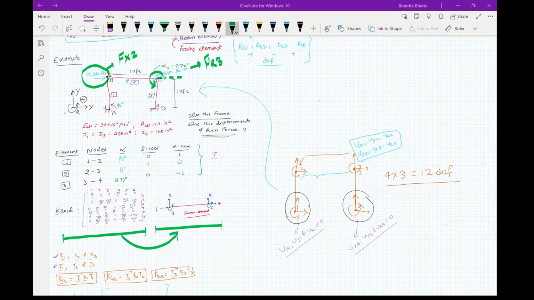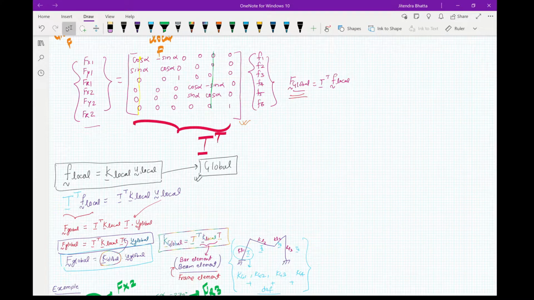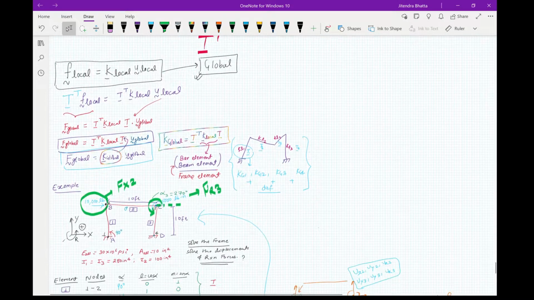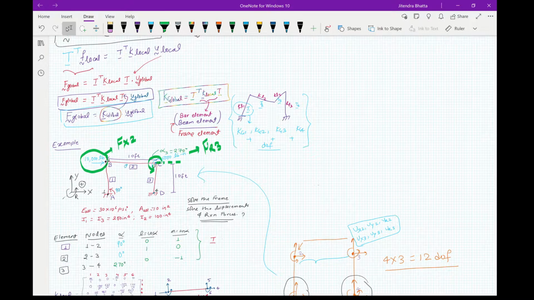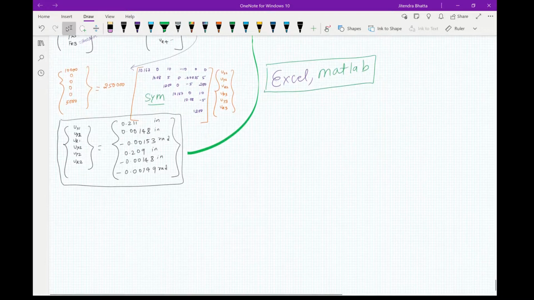Hello everyone. In the last session, we looked into the stiffness matrix of the frame element, the relation between local and global stiffness matrices, and the concept of transformation matrix to obtain the relation between global stiffness matrix and the local stiffness matrix of the frame element. And we also did a numerical where we solved a simple frame using the transformation matrix.